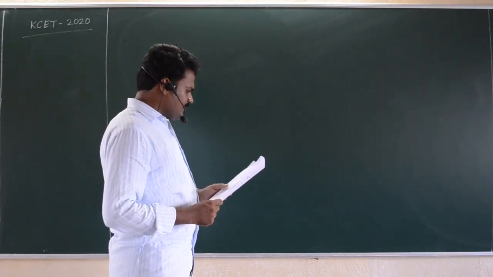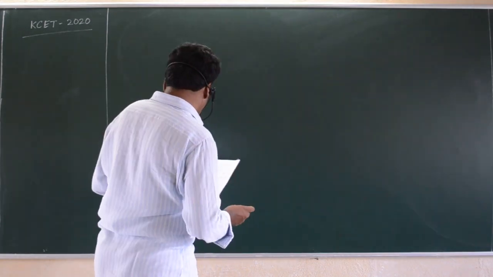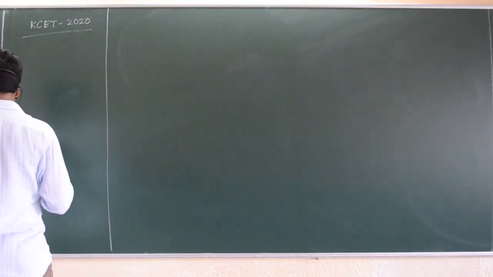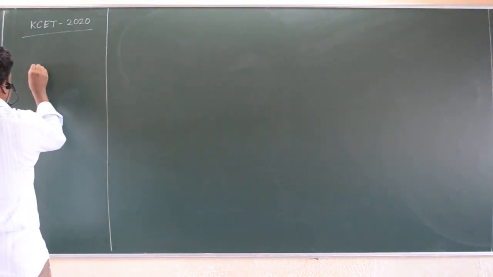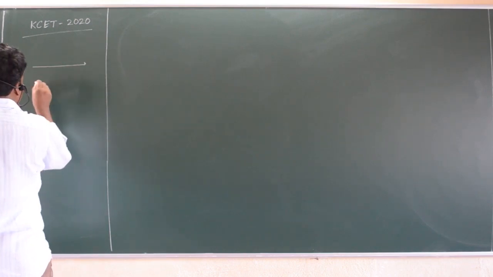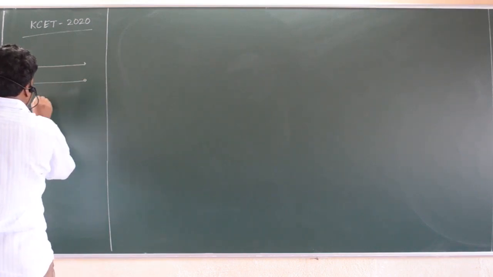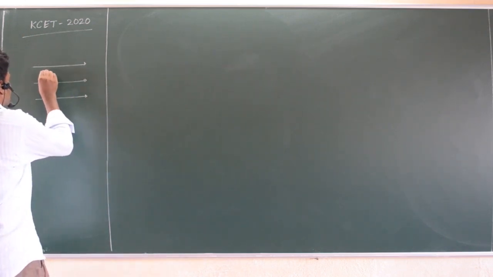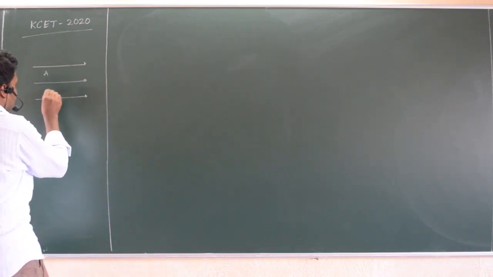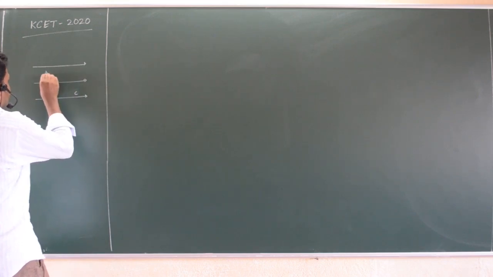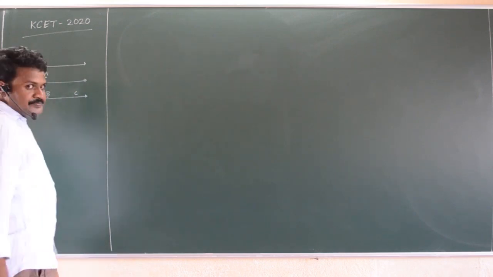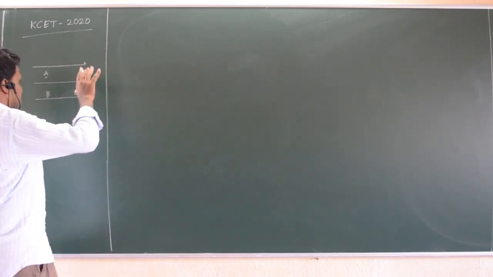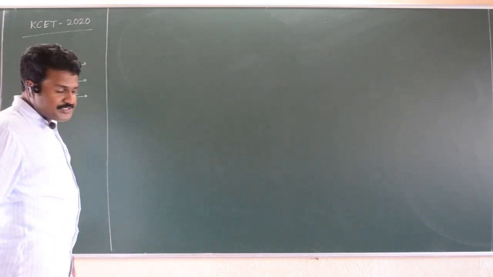So the first question: a figure shows 3 points A, B, C in a region of electric field. He has given a region of electric field, and 3 points A, B and C. Now these are parallel lines, that means the source is at infinite distance.